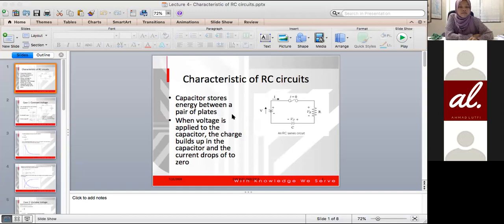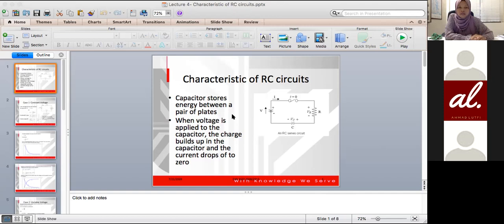Ohm's law. Okay, Kirchhoff law. Ohm's law is to explain the relationship between what? Voltage, current, resistance. Okay, voltage, current and resistance. That is Ohm's law. Okay, and then you also have Kirchhoff law. What is Kirchhoff law?